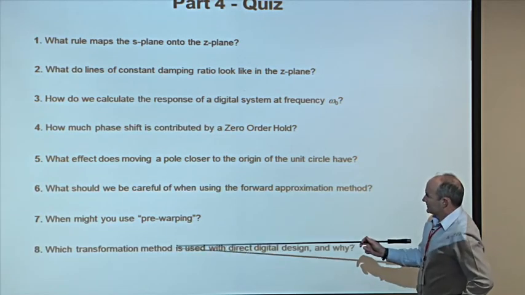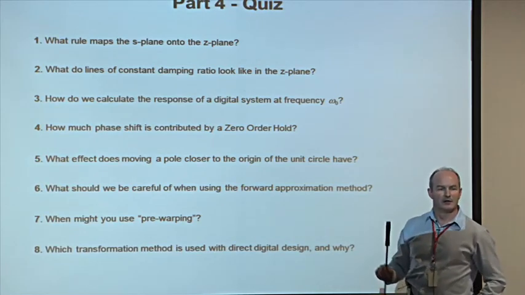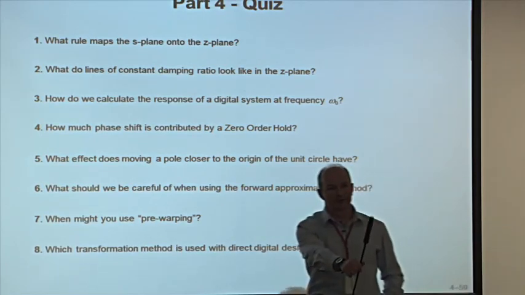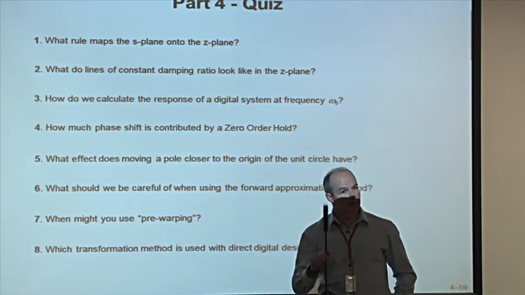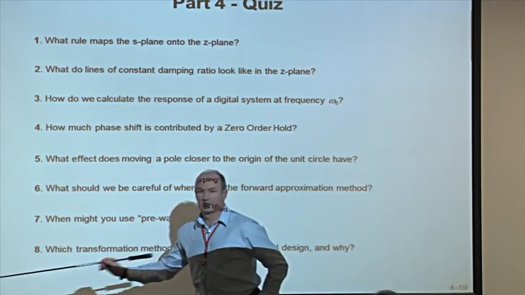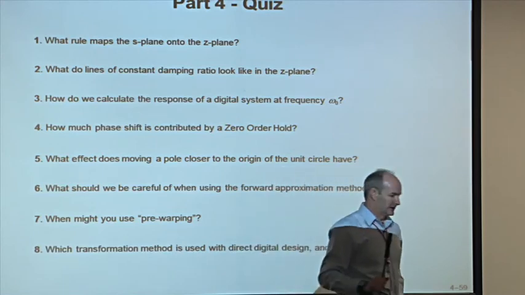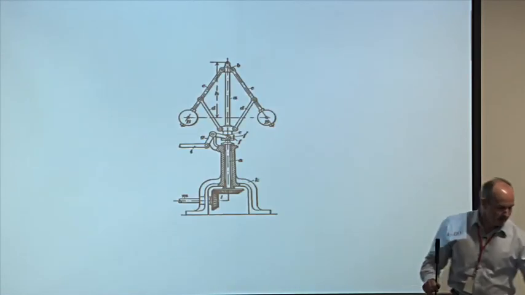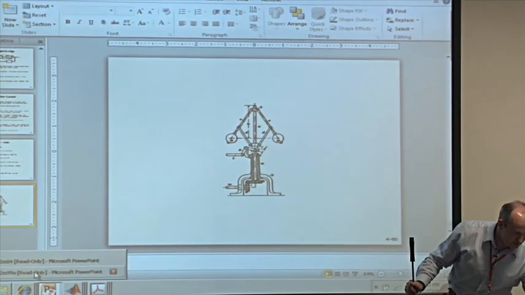And what transformation method do you use with direct digital design, and why do you do that? Zero-order hold equivalent method, also known as the step invariant method, that's correct. And we do it because it accounts for this, minus omega T divided by 2. It accounts for the phase lag introduced by a zero-order hold. That's excellent.